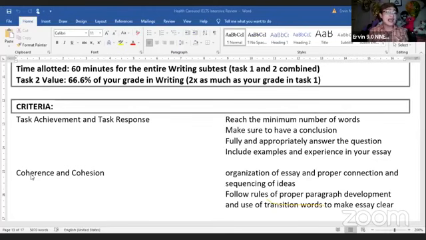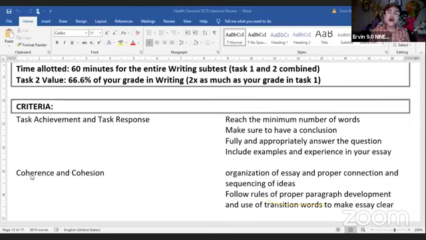Earlier, I gave you an idea that for Task Response, our national average is 6.0. What about coherence and cohesion? Our national average this time is 6.1. Notice it's a little better compared to the first criterion. But if you're targeting 6.5 or 7, the national average is still nowhere near.